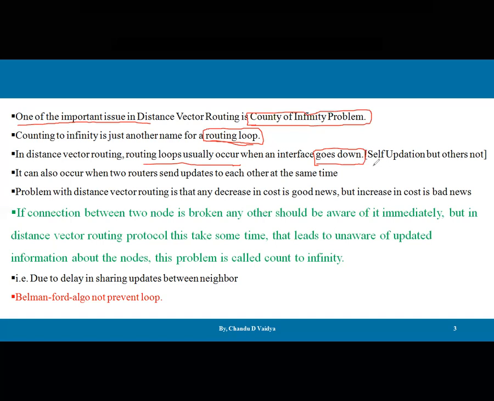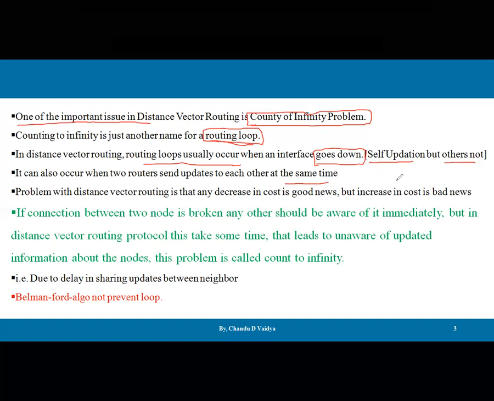And this is what we can say: the router with down networks can maintain the tables by themselves, but it is not for the others for that particular instance. This is the biggest problem. And it can also occur when two routers send packets to each other at the same time.